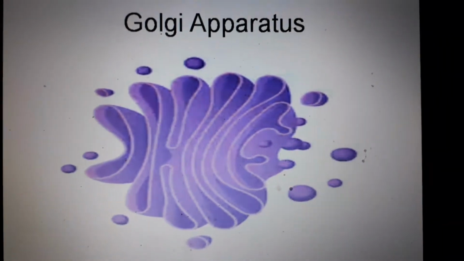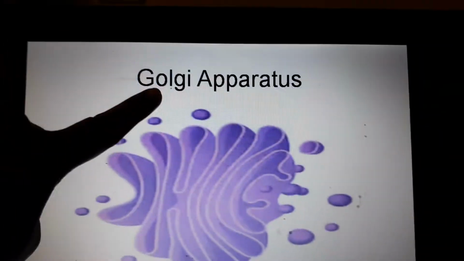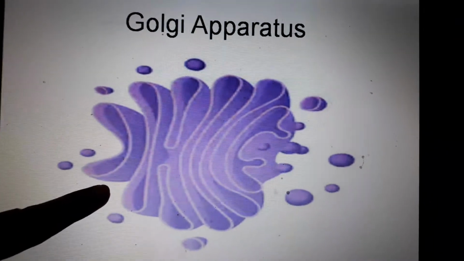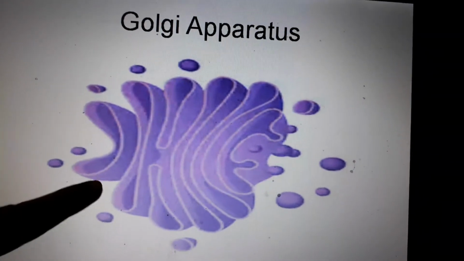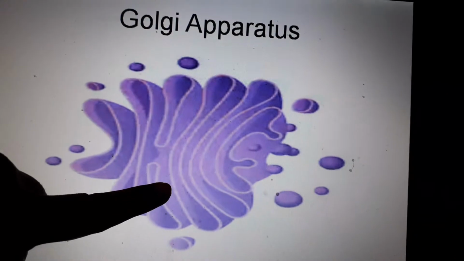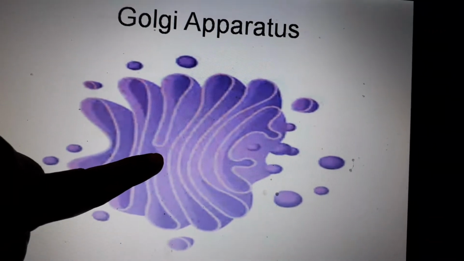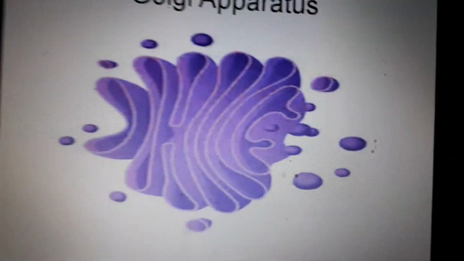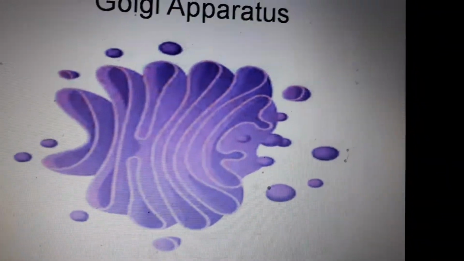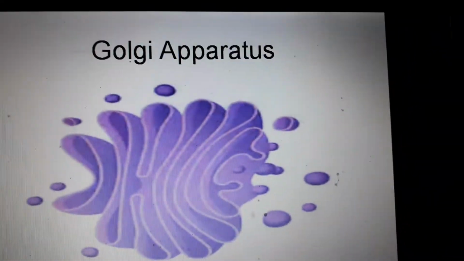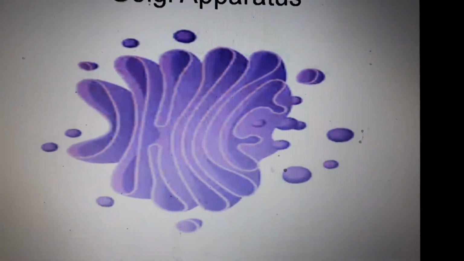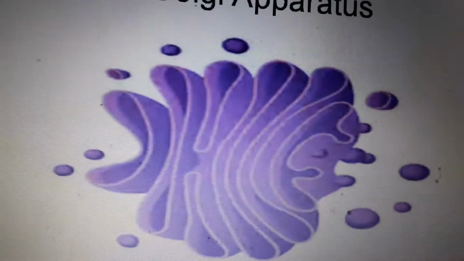Now, who gave the name Golgi bodies? A scientist by the name Camillo Golgi. He observed the structure of Golgi bodies under a microscope and gave the name Golgi bodies. He was the first person to observe the structure and then give the name. Okay, so what do they do?